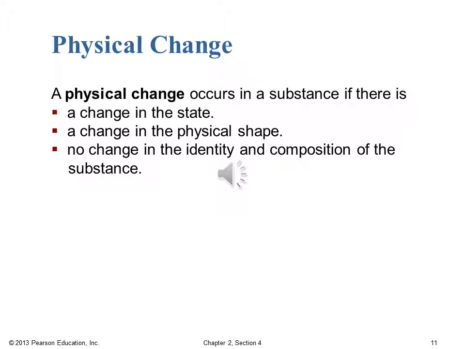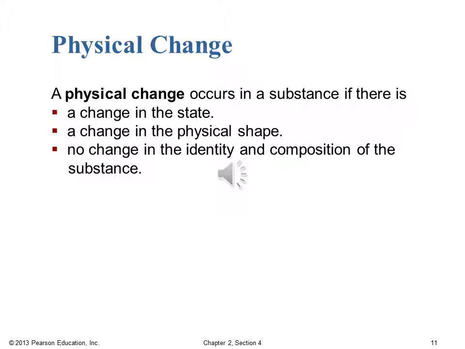A physical change occurs in a substance if there is a change in physical state. So a change in state being solid to liquid, liquid to gas, gas to solid, or solid directly to gas. All those things are possible. A change in the physical shape. If we take that copper pipe that we talked about for, say, baseboard heating, and we cut it up into smaller pieces, that's a physical change. It didn't change the identity of the copper, but it did change its physical appearance.